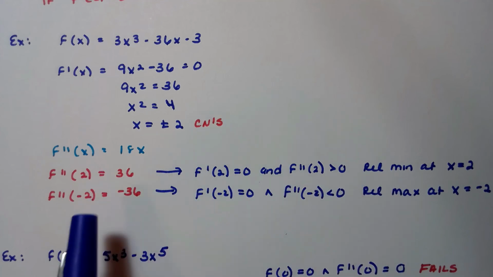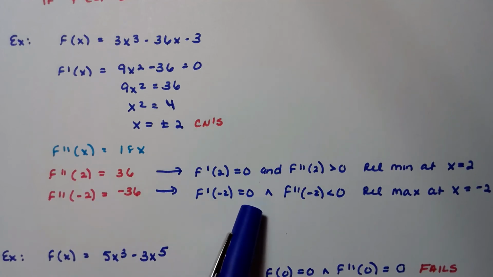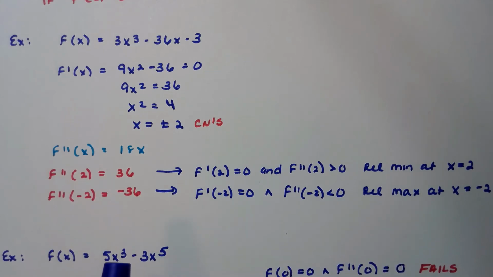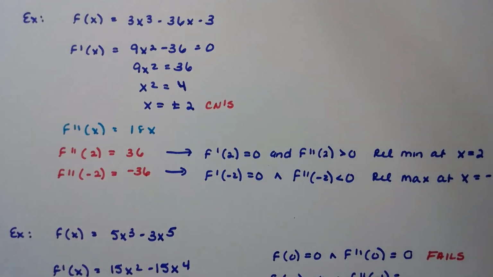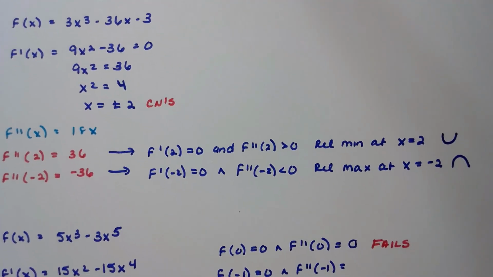Likewise, when I put the second critical number, -2, into the derivative, I know that f prime of -2 is 0, and when I plug it in here, I get a negative number, so I would expect a relative max. And the reason why is when the second derivative is positive, we know the graph is concave up, so we're going to have a min. When it's negative, we're going to have the top of the mountain, so we would expect a max.